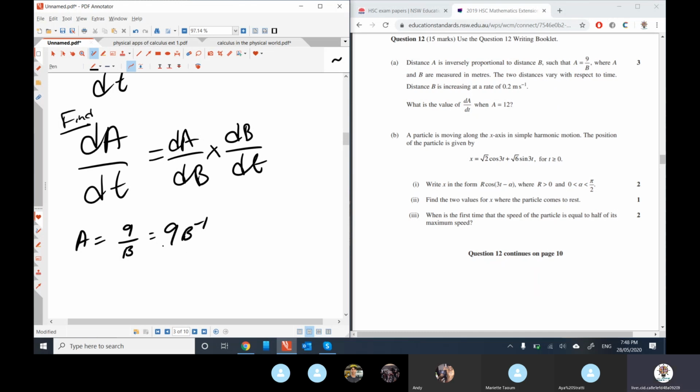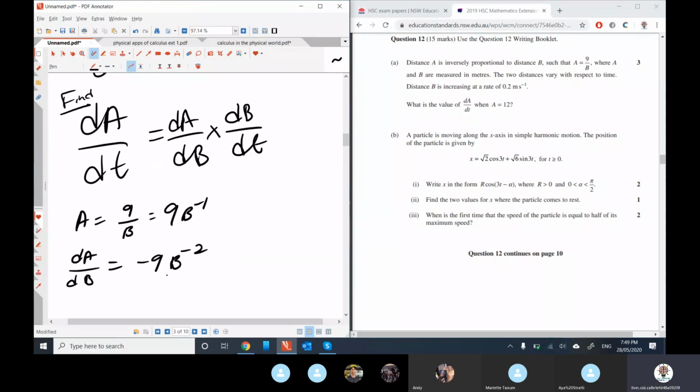Okay. A equals 9b to the power of -1. dA/dB equals -9b to the -2. And therefore you get, I don't know, you can leave it like that.